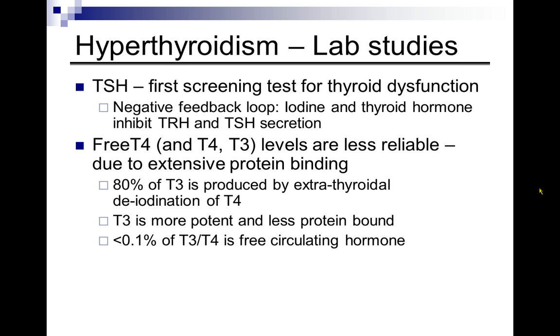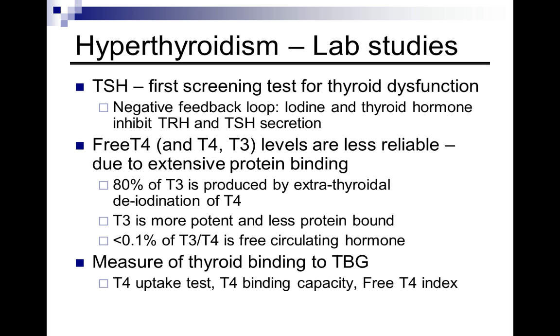A few reminders about thyroid hormone. About 80% of T3 is produced by extrathyroidal deiodination of T4. So this is what they call peripheral conversion of T4 into T3. And T3 is much more potent, maybe about 4 times as potent as T4. And very, very little of thyroid hormone is actually free circulating hormone. It's almost all bound to the thyroid binding globulin. You can also measure thyroid binding to the thyroid binding globulin, and these are various tests that you learned about in medical school, like T4 uptake and free T4 index and things like that. Studies that we won't really be focusing on today.